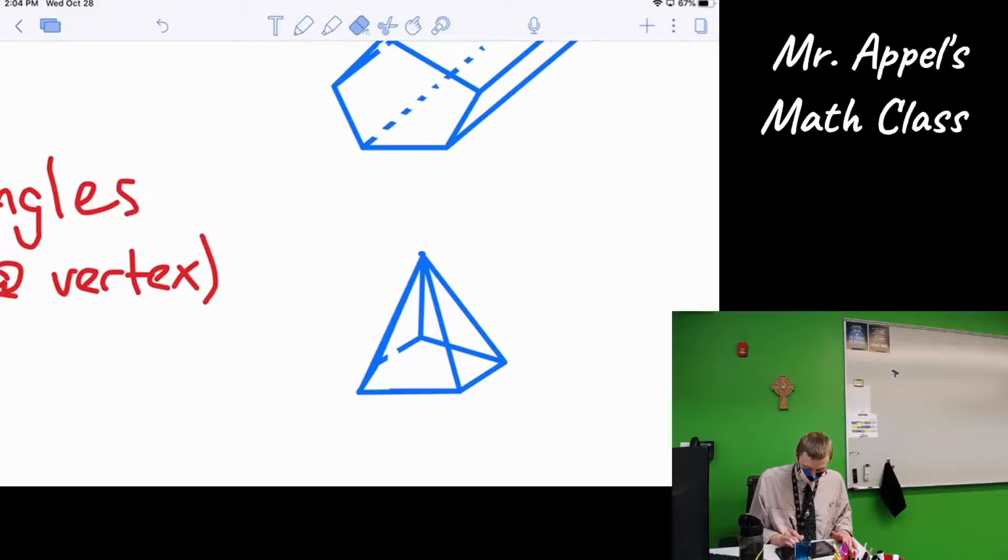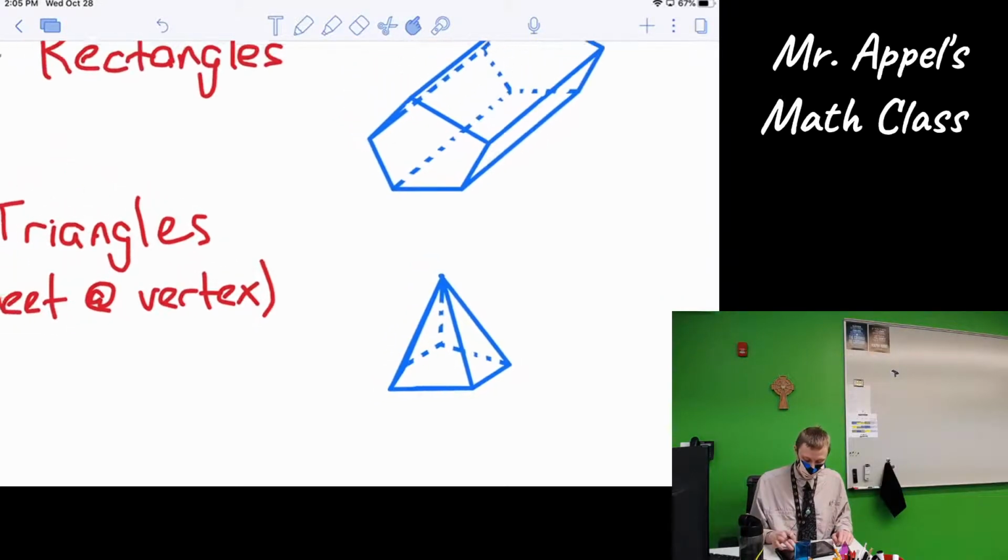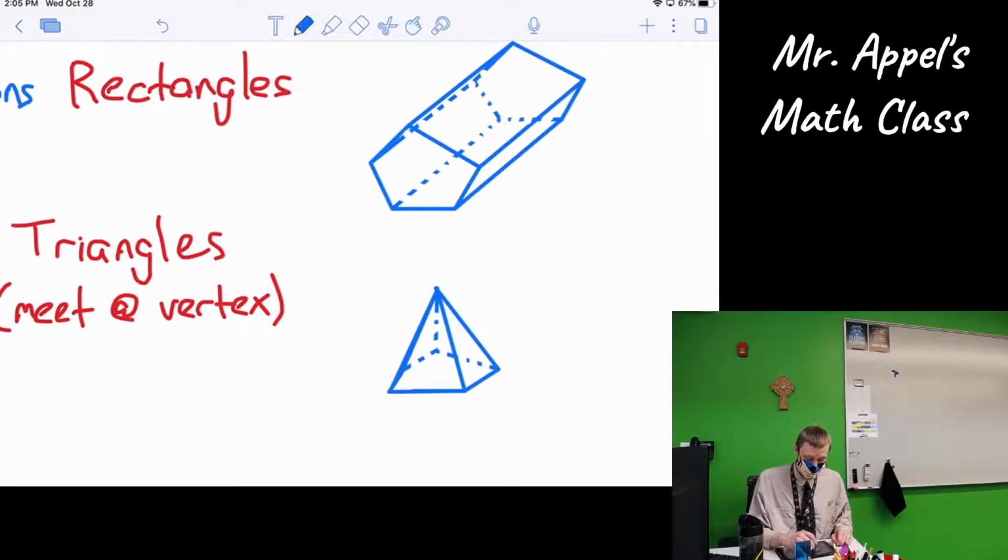We make these back lines into dotted lines, so we know that those are not immediately visible to us. And we get our pyramid shape. And all of the triangles meet up at that tippy top point and that is the vertex.